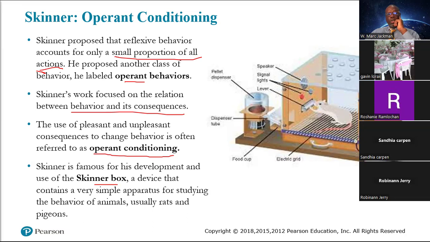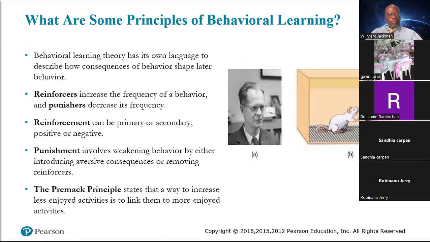Right? So operant conditioning was how we learn, he said. This is how we learn behaviors, by being rewarded or punished based on the behaviors that we do. And if the behavior is rewarded or reinforced by some sort of a reward, the behavior is likely to be repeated. So there are specific language reinforcers. Reinforcers increase the frequency of a behavior, and punishers decrease the frequency of a behavior.